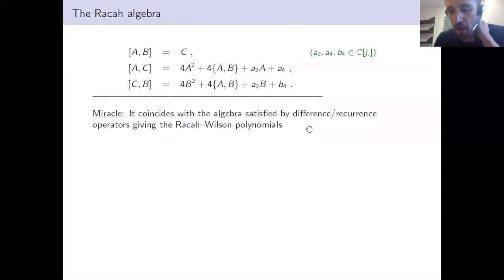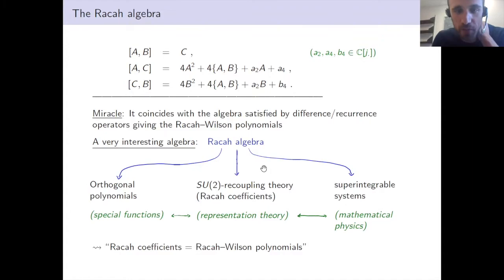So let me conclude with this picture. We have a very interesting algebra. It's called the Racah algebra, and it appears in at least these three different topics: orthogonal polynomials, the SU2 recoupling theory, actually the problem of Racah coefficients, which is more or less the story that I'm telling right now, and it also appears in the theory of some superintegrable systems. So the way I see it is a very nice, beautiful example of interactions between these three topics: representation theory, special functions, and mathematical physics. So beautiful algebra, and one can find it by looking at the diagonal centralizer of SU2.